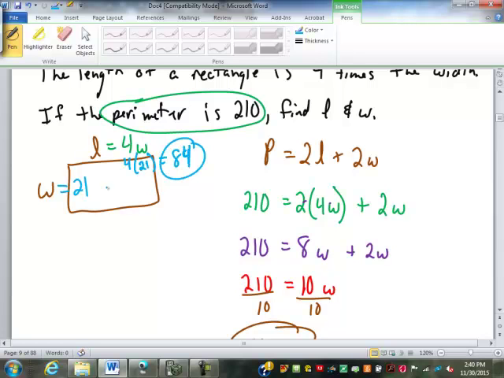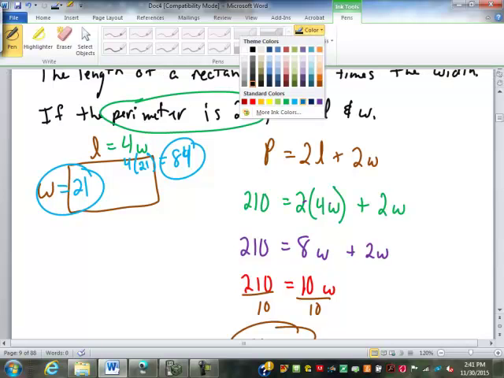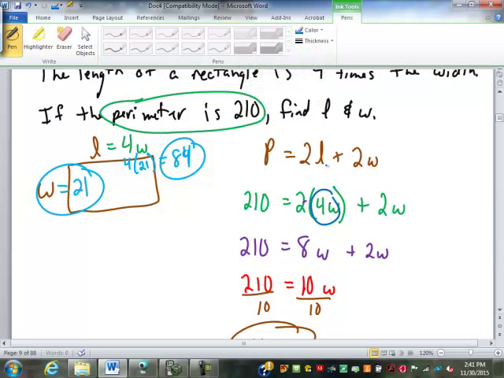I have a question. Yes. When you start out and you went from 2L plus 2W, why wouldn't you keep that the same and put the 2W in parentheses and then put the 4 outside of it? It doesn't really matter. It doesn't change what you get for an outcome. Well, the 4W goes in the parentheses. It's what replaces the L.